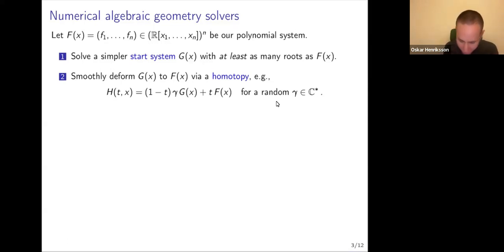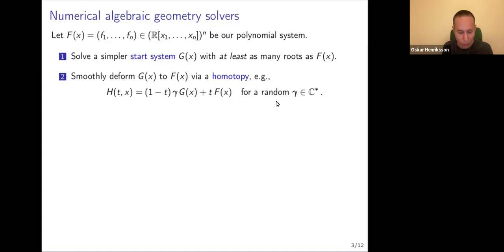There are lots of different possibilities, but you could do something like this. It's called a straight line homotopy. We throw in a random number gamma here just to avoid hitting this discriminant that Elizabeth mentioned. And we see here that if we plug in t is equal to 0, we get g, so we get the start system. And when we plug in t is equal to 1, we get the target system. So that would be a smooth deformation.